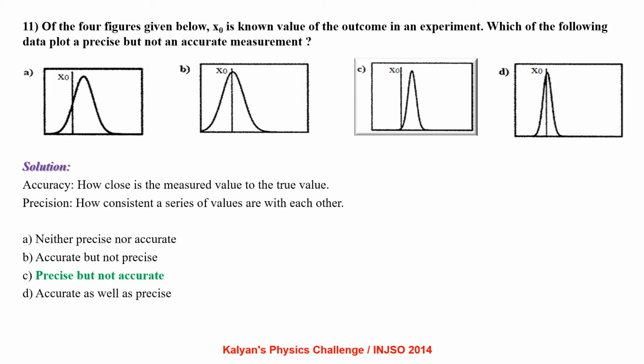So graph A is neither precise nor accurate. Graph B is accurate but not precise. Graph C is precise but not accurate. Graph D is accurate as well as precise.